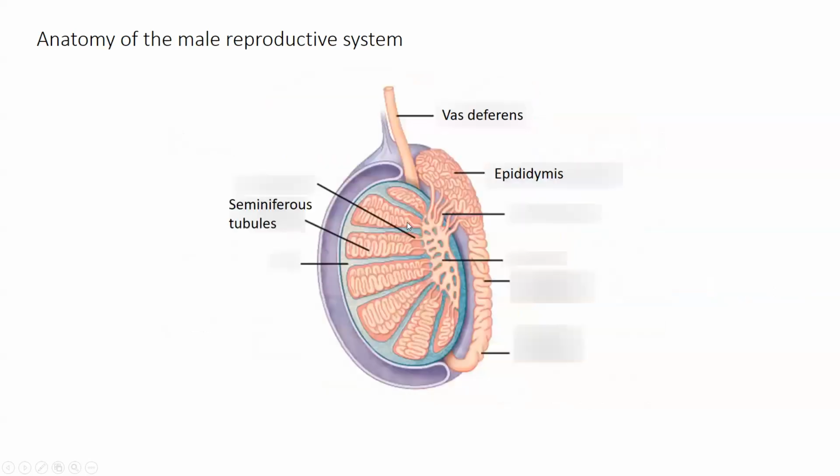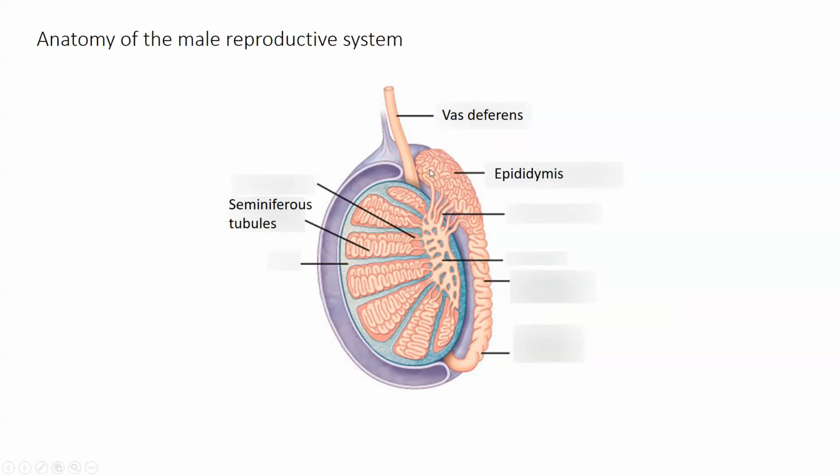So let's take a closer look at the testes themselves, or the testicles. Inside, they're kind of divided up into wedges. They have these tubes called seminiferous tubules, and that is the site of sperm production. The cells that make up the walls of this hollow tube create the sperm. The newly formed sperm flow through that hollow tube, through this kind of network, to the epididymis.